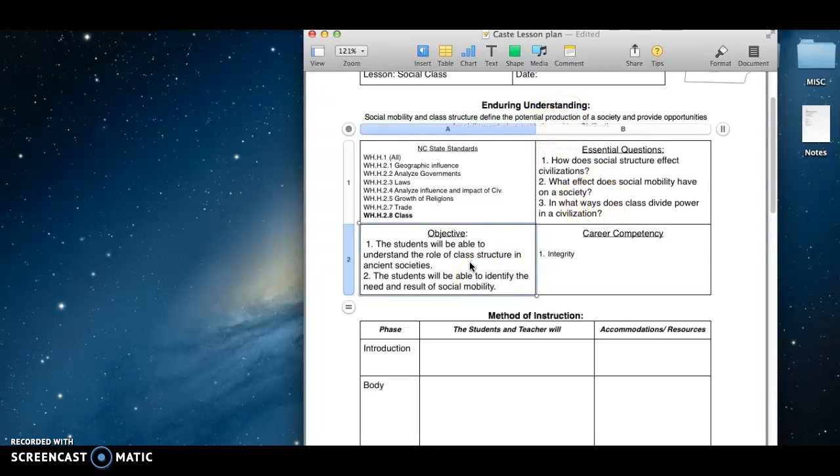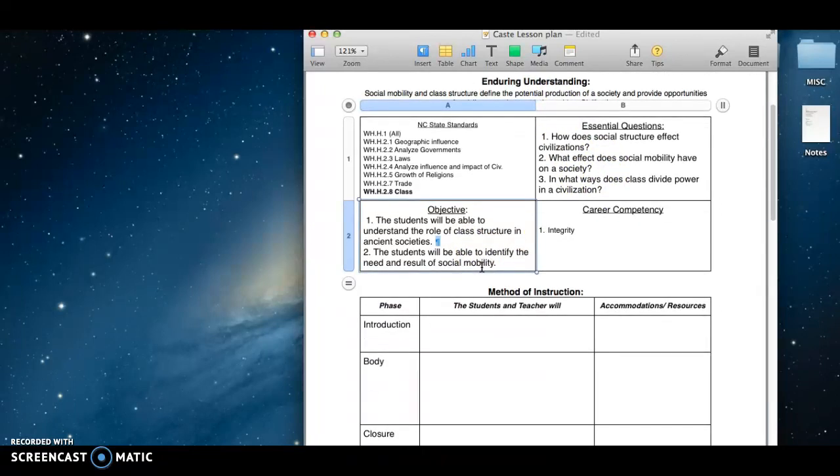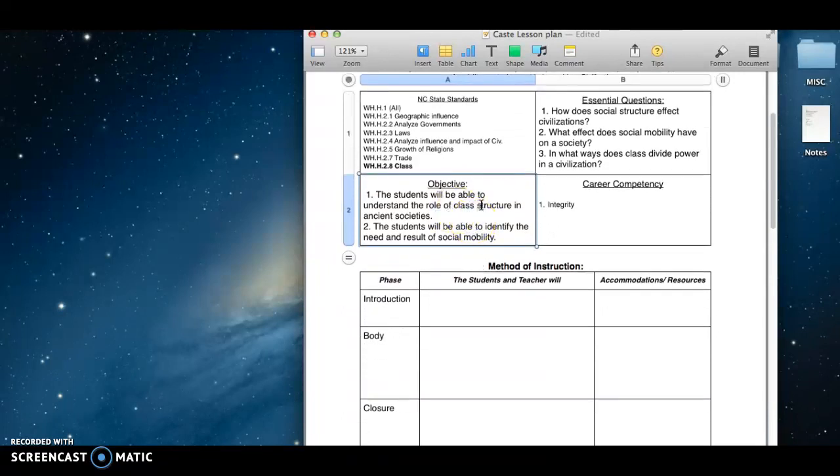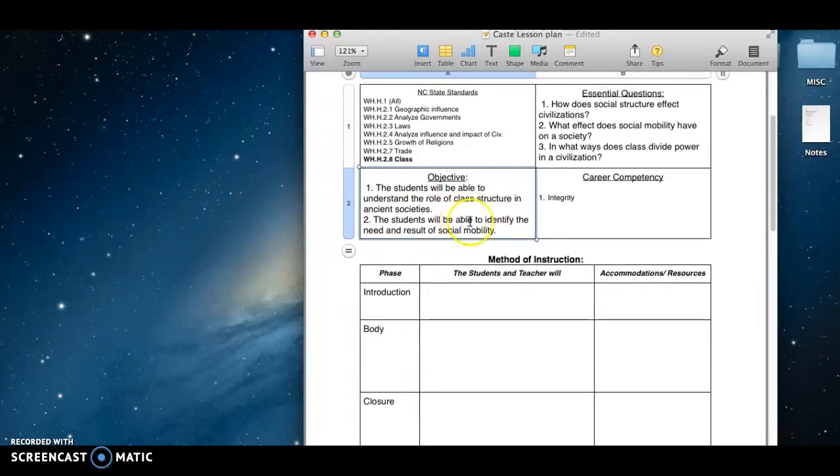The objective, this is very specific to what do you want the students to be able to do. We want them to understand the role of class structure. We want them to be able to identify the need and results of social mobility, what it looks like when you have it, what it looks like when you don't have it, why you would need it, why you wouldn't need it in a society, and what the impacts are.